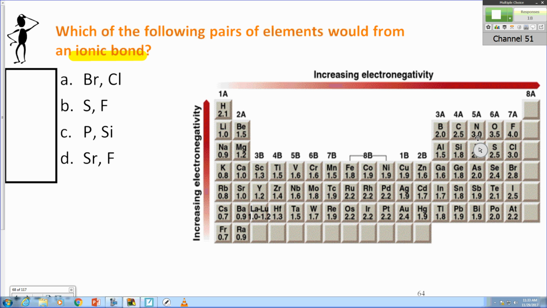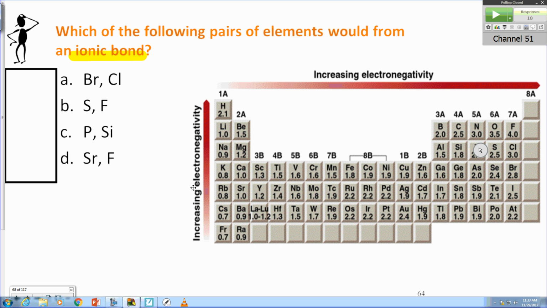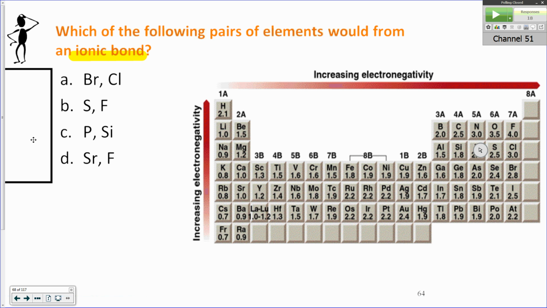All right, everybody's in. I'll tell you this one, you could answer it a couple of ways. Almost everybody said it was choice D, which is the right one. Yep, choice D is certainly the correct answer. The difference in electronegativity between strontium and fluorine: strontium is a 1, fluorine's 4, so the difference was 3. That's the way that this problem was set up to answer.